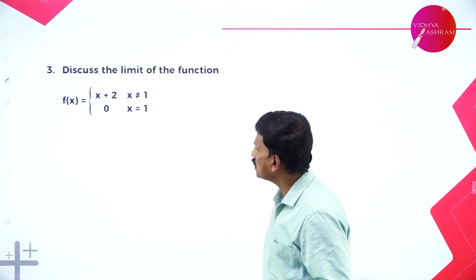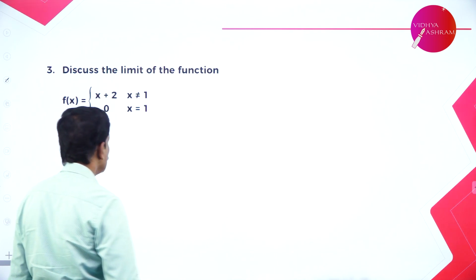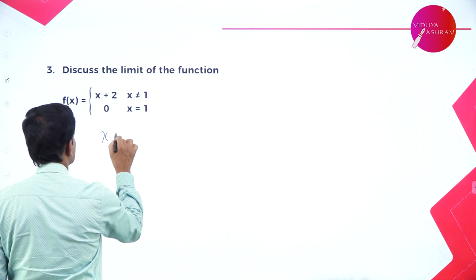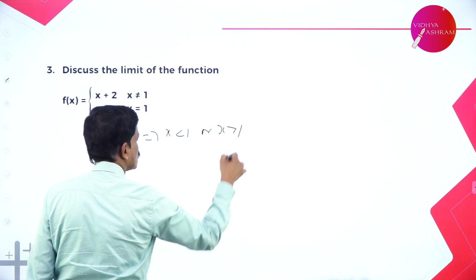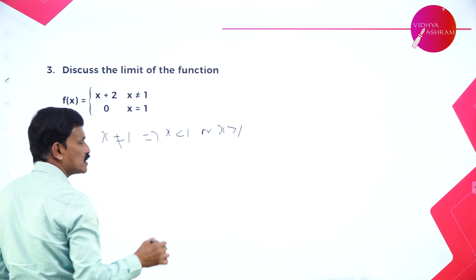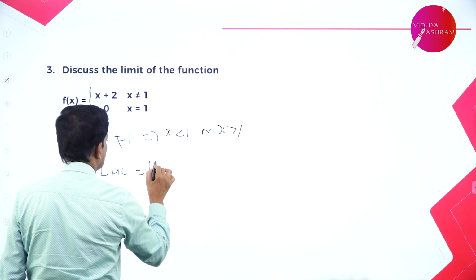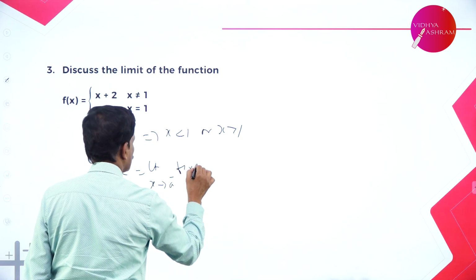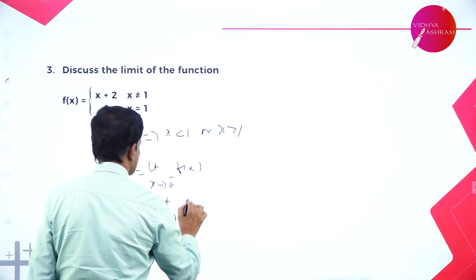Discuss the limit of the function x plus 1 when x is not equal to 1 and 0 when x is equal to 1. So what is the meaning of x is not equal to 1? That means either x is less than 1 or x is greater than 1. So we can write the left hand limit. The left hand limit is limit x tends to a minus f of x, that is limit x tends to 1 minus f of x.